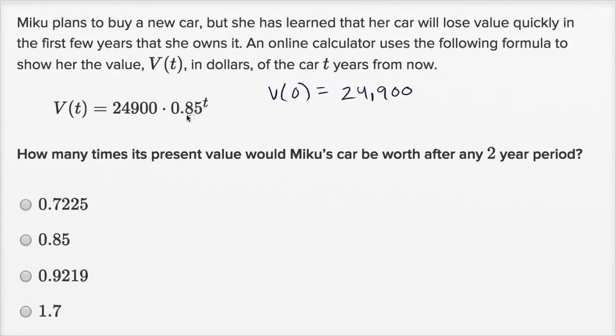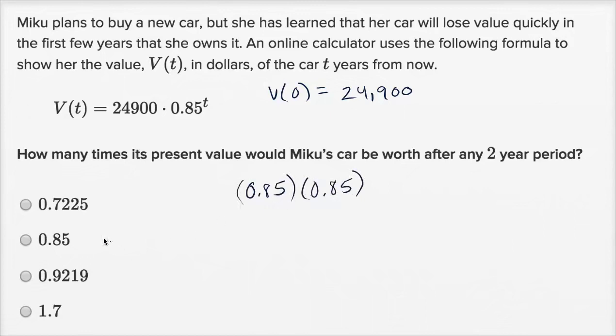And you can see how this is constructed: every year that goes by, we're only going to retain 85% of the value. So after a year, it's going to be 24,900 times 0.85 once. After 2 years, we're going to take 85% of its value for the first year and then 85% of that for the second year. After 1 year, I'm going to retain 85% of my value, and then after another year, I'm going to retain 85% of that. And we could calculate what this is.